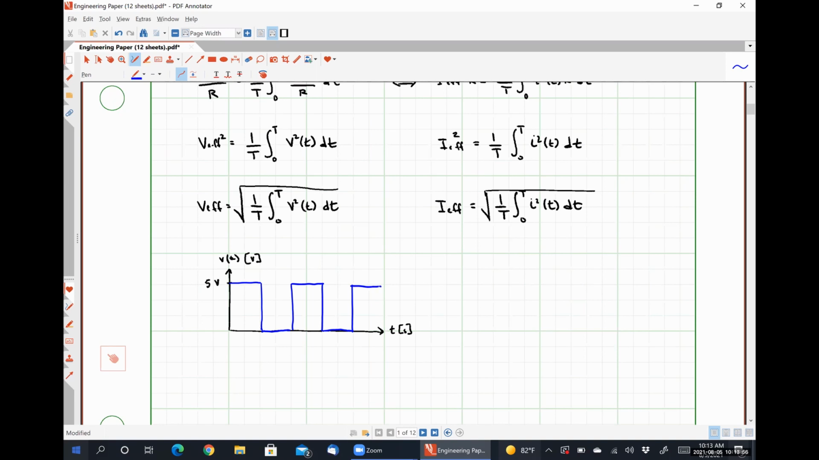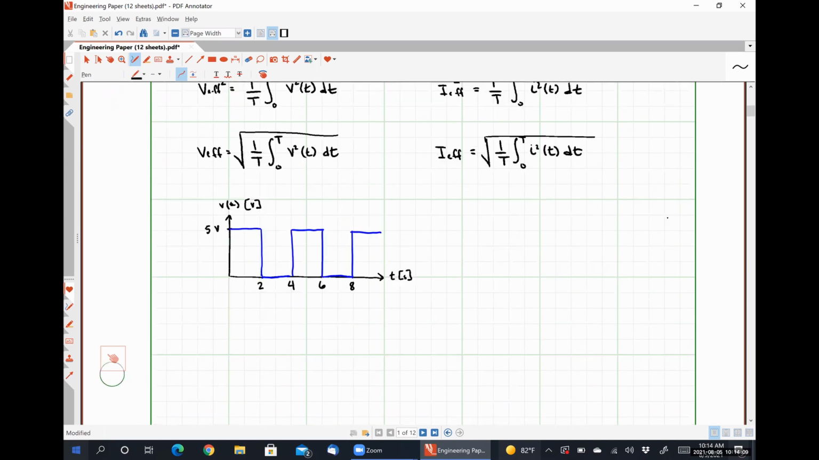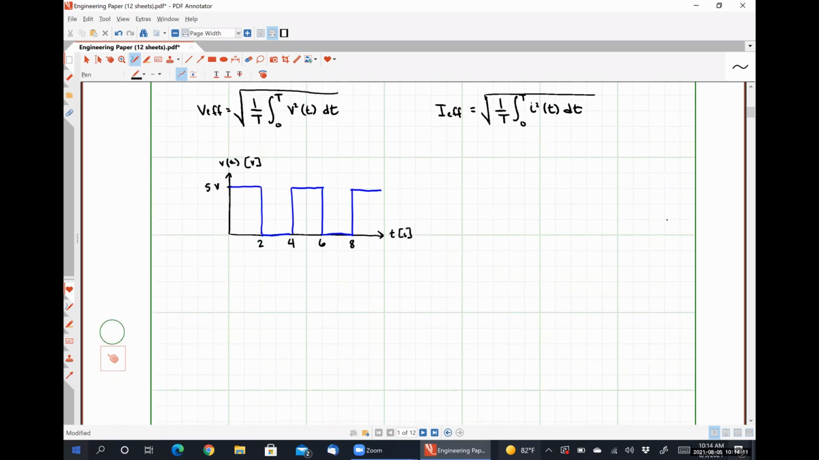So we have a periodic signal. And let's say that it's changing state every 2 seconds, like so. The effective value of this periodic waveform can be determined by just using that simple equation that we have, right? So for this series of rectangular pulses, what is the period? 4 seconds. 4 seconds, thank you.